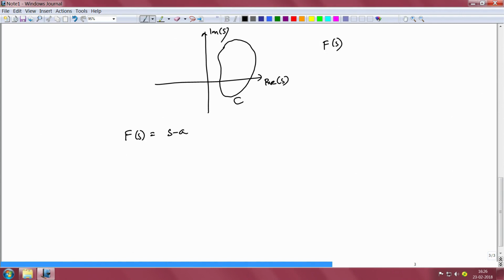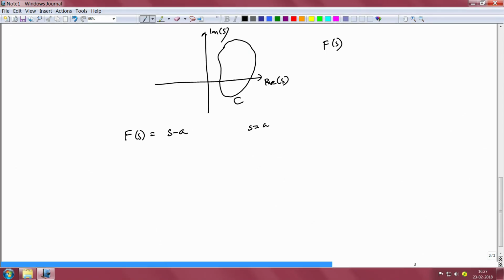Now, what is expected to start with is to verify whether the 0 of this polynomial f of s equal to s minus a is within this closed contour C or not. Well, you might say this is a very simple trivial problem, because I know that the 0 of this polynomial is s is equal to a. I just locate this point s is equal to a in the complex plane wherever it could be. It could either be here or it could be there.